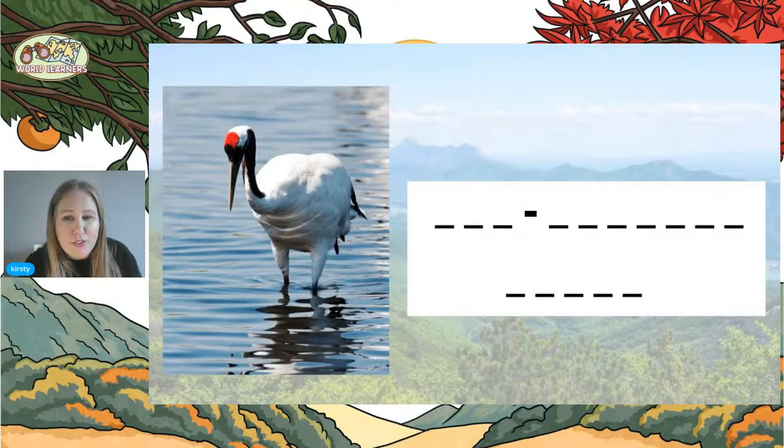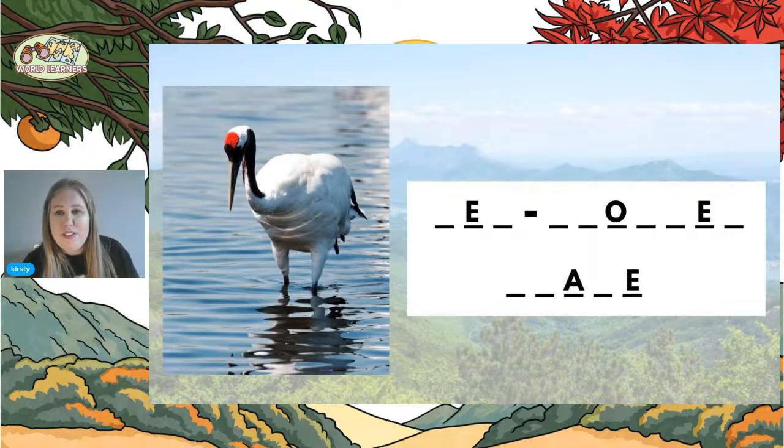Shall we drop in a few vowels? Oh, Grace says, is it a type of crane? Grace, I think you're on the right track there. Let's drop in some vowels. It does look like a heron, doesn't it? I think Grace was right with the crane.